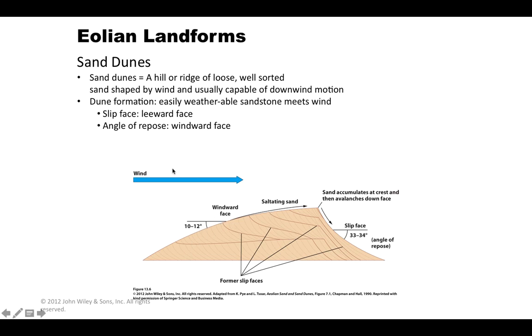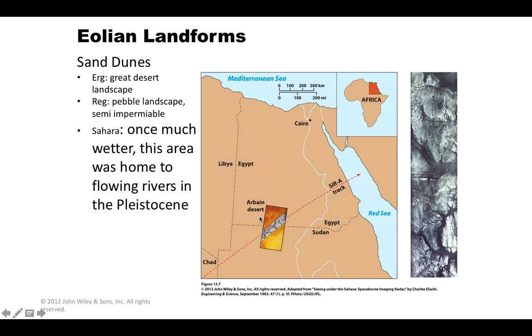So the windward face is also called the angle of repose. That's the side that is accumulating and getting a whole lot more sand. And then the slip face, the leeward side, that's going to be the steeper side. So the wind is kind of going this way, and maybe it's sprinkling some sand down here, but this is where the sand is accumulating.